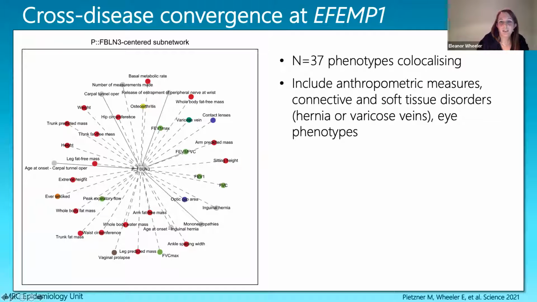One protein that was connected to a very large number, 37 diseases and phenotypes, was fibrillin 3. This is an extracellular matrix glycoprotein encoded by EFEMP1. It was associated with 37 phenotypes, including anthropometric measures, connective and soft tissue disorders, including hernia and varicose veins, and eye phenotypes.